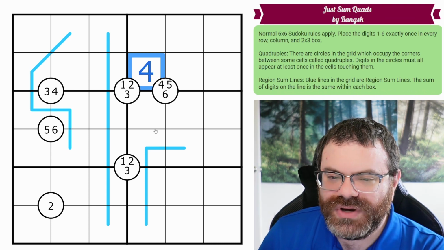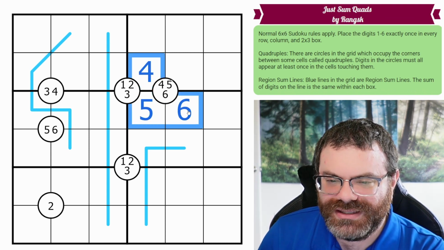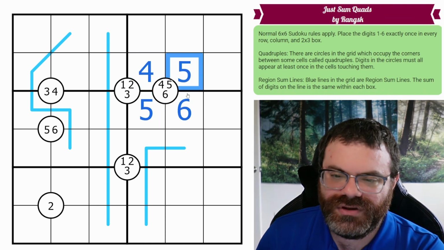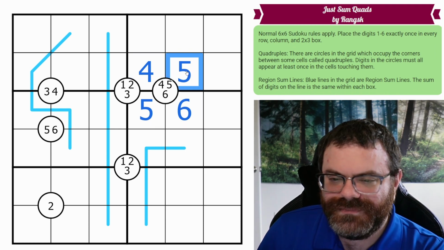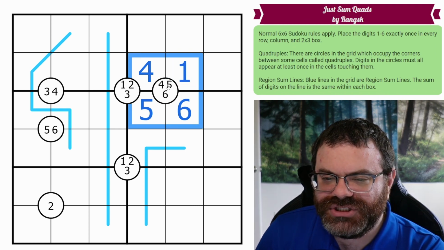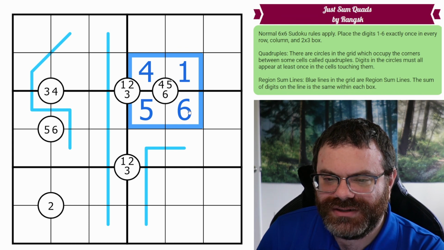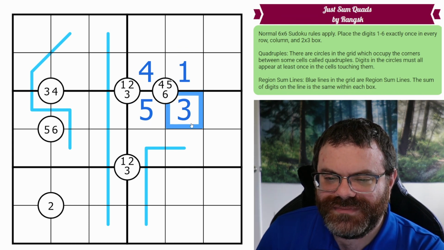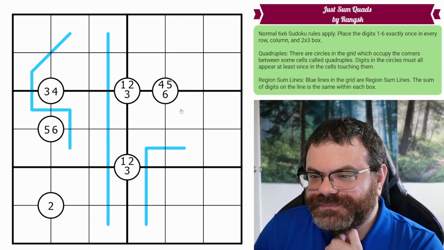So one way this could be completed is 4, 5, 6 like this. And this could be anything. This could be a 1. It could even be a repeated 5 if we want. But the key is that each of these digits has to appear in the surrounding cells. So what we can't do is something like this because the 6 is missing. All right, so that's quads.